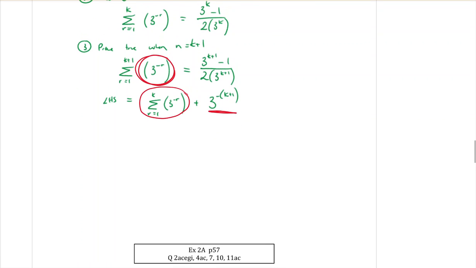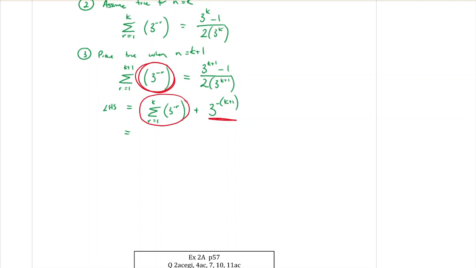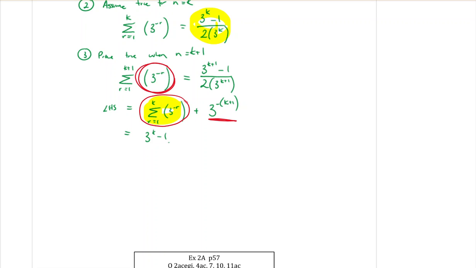Okay, so I'm going to replace the sigma there with my expression. Let me highlight it for you. This red circled part, I'm going to replace with the yellow highlighted one at the top. So that's going to become 3 to the power of K minus 1 over 2 times 3 to the K plus, I have my extra term there.